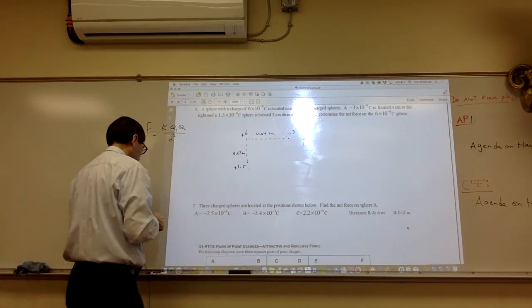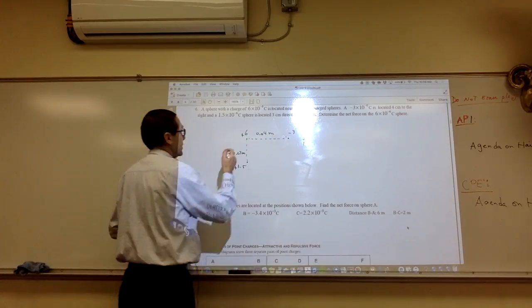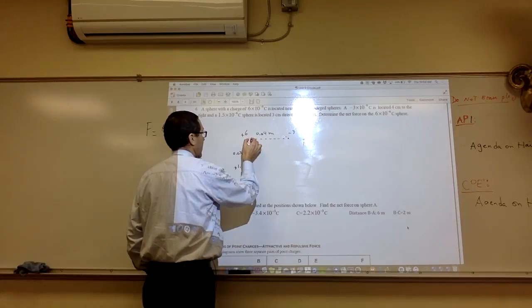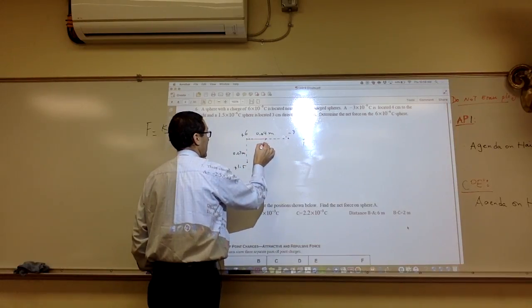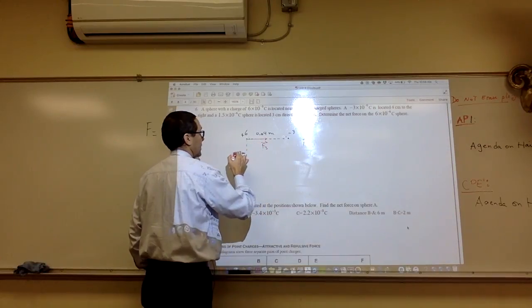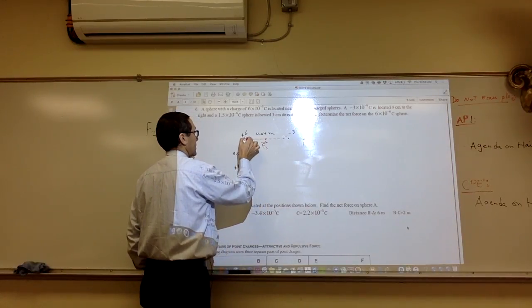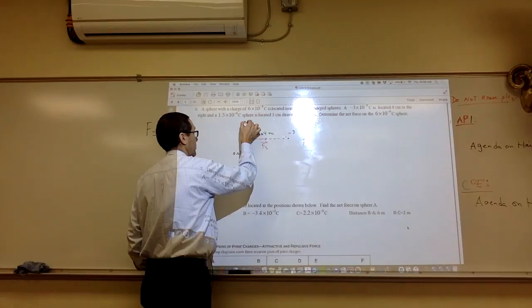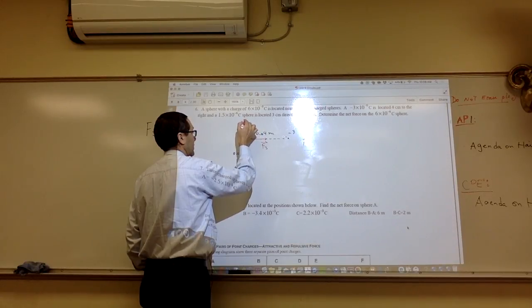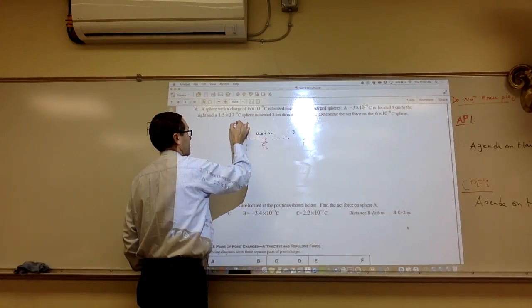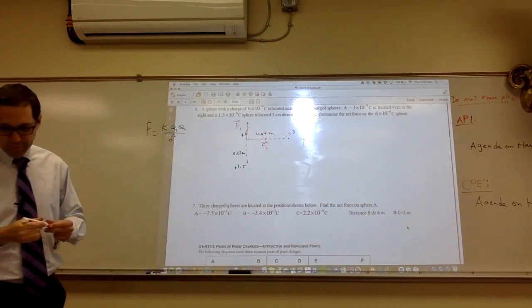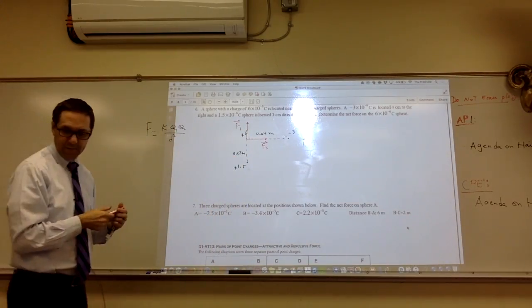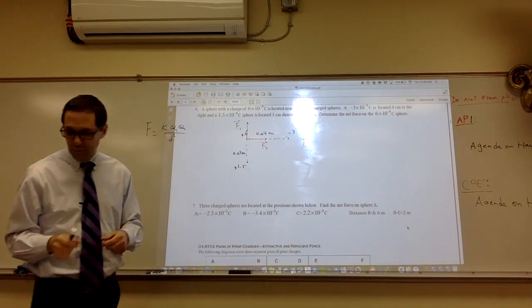So let's see what's happening here. This 6 here will be attracted towards the negative 3, so I'll call it F3. And it will be repelled by this 1.5, so I'll call it F1.